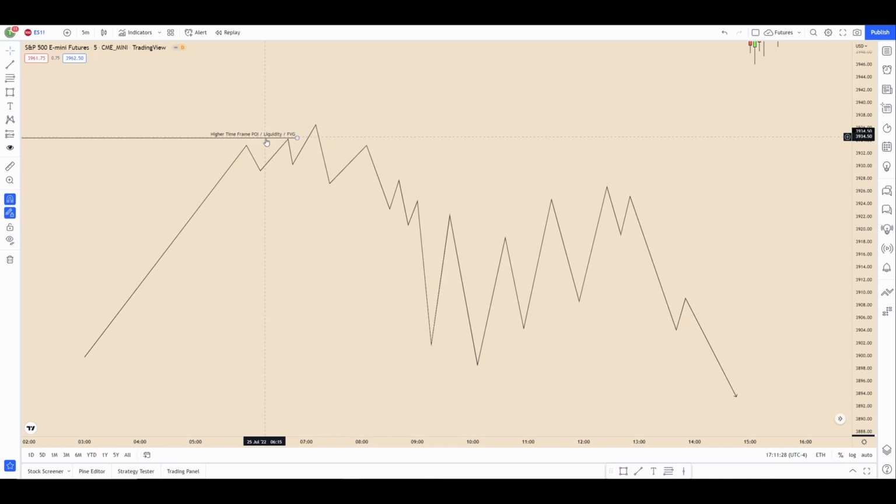You have a higher time frame point of interest, liquidity, or fair value gap that you enter into. Then you break structure down. So that's your break in structure or market structure shift. And then you want some sort of imbalance in a premium up here to get short.